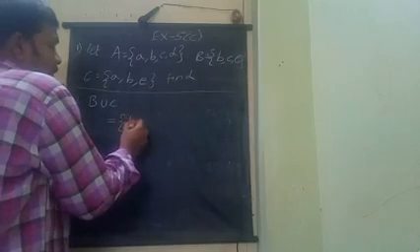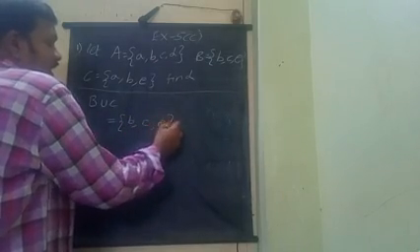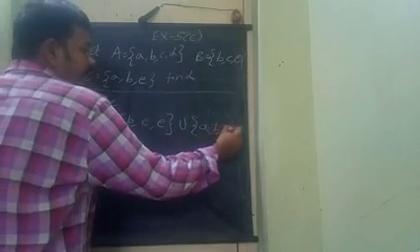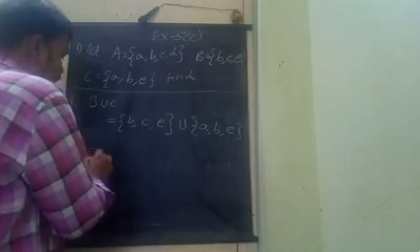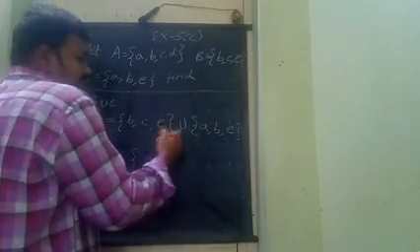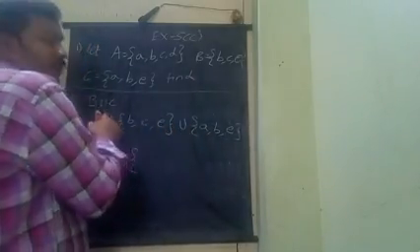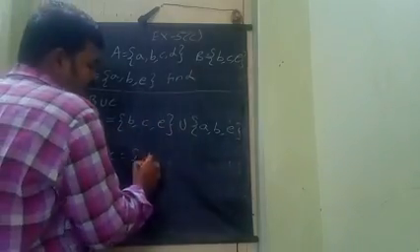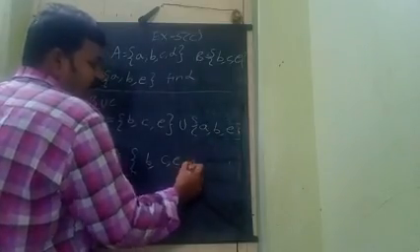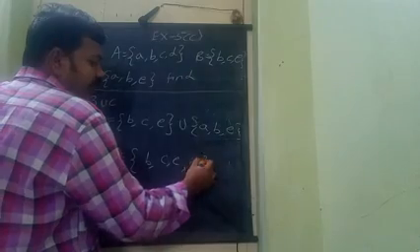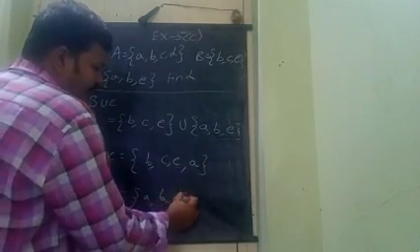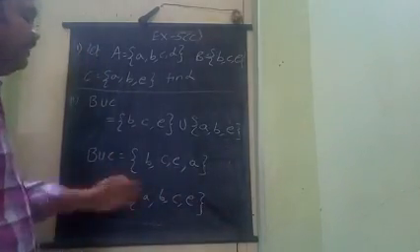B elements are B, C, E. C elements are A, B, E. Now we want to write B union C. B union C means combining of the two sets. U means all, writing all the elements. B comma C comma E. First one completed. Next one is A; B already there, E already there. So writing in that order, A comma B comma C comma E, in alphabetical order arrangement.